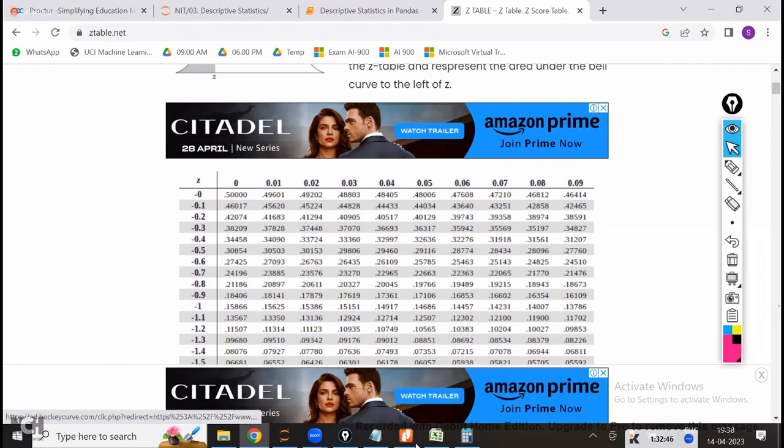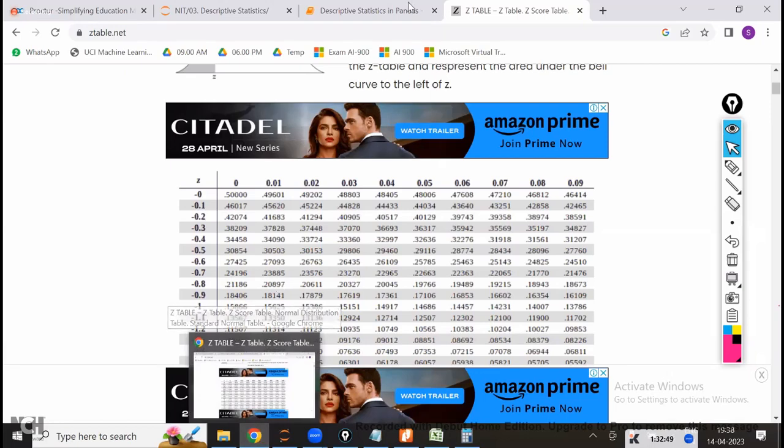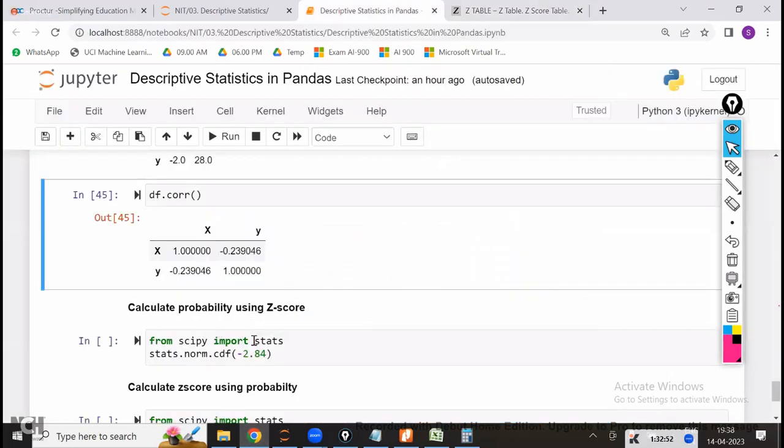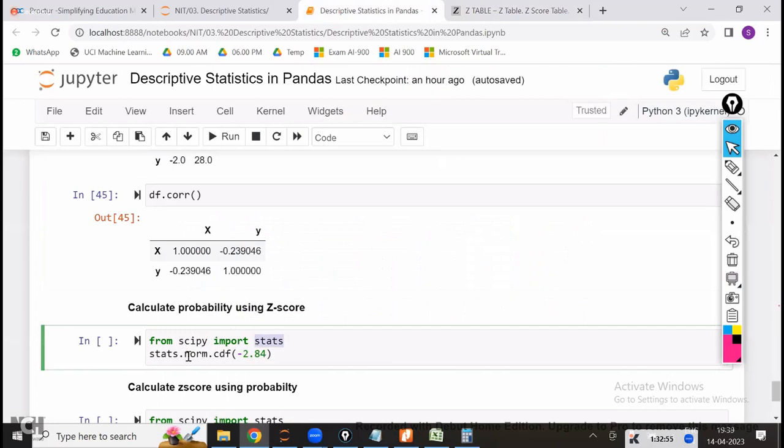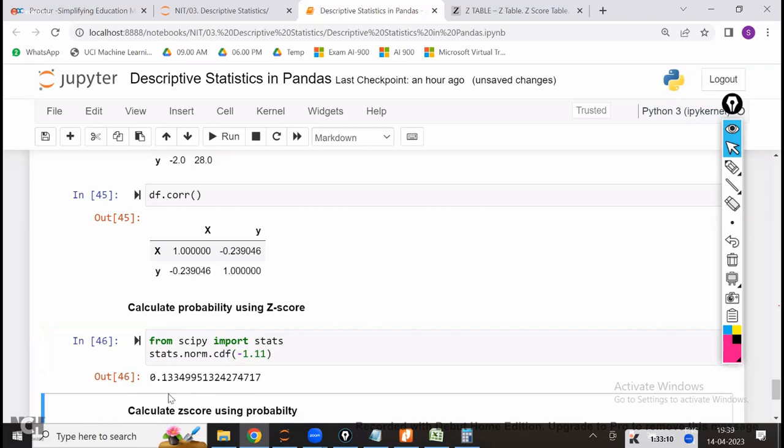The same thing you are going to get in Python. From SciPy, we have to import stats. stats.norm, norm means normal distribution, and cdf, CDF means cumulative density function, of minus 1.11. The answer is 0.1349. The same thing whatever we have in the Z table, we are going to get here. How we get it is by CDF.